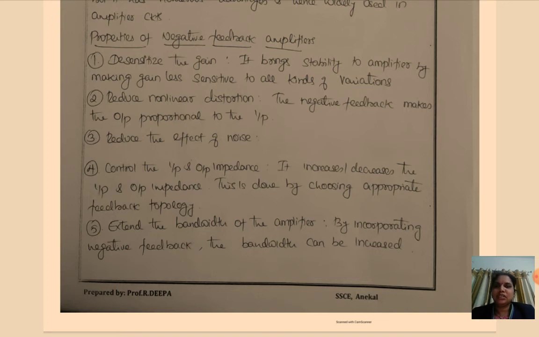Second property is reduce nonlinear distortion. As you have seen, the negative feedback makes the output proportional to the input. That is, if the output is proportional to the input, it will not depend on other parameters. So it will not produce any kind of distortion, and it does not depend on any other parameters. Hence, it reduces non-linear distortion.